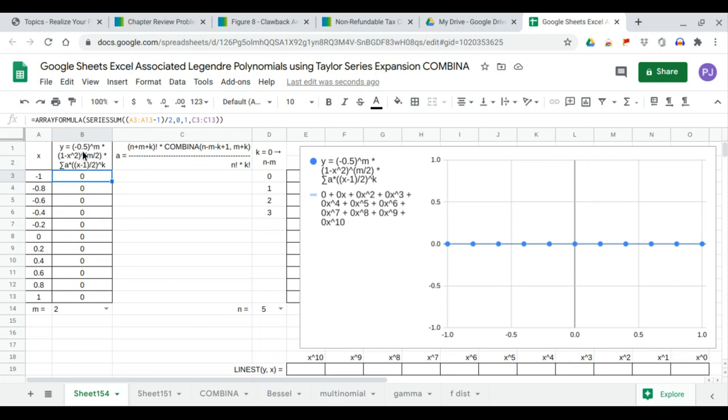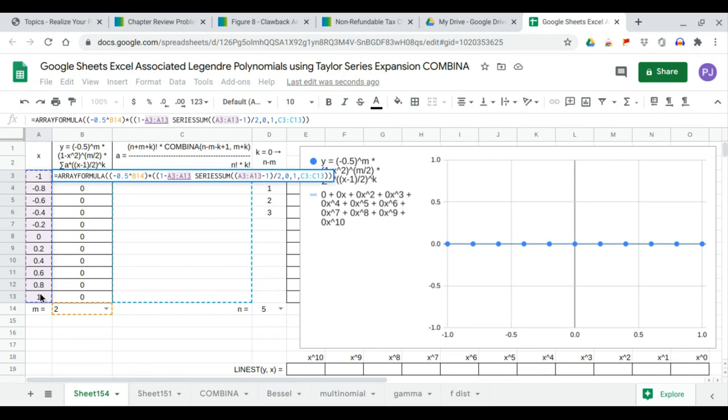We have 0.5 times negative 0.5 raised to the power m, times the quantity 1 minus x squared, raised to the power m over 2, times series sum.